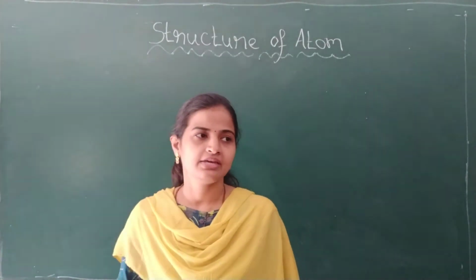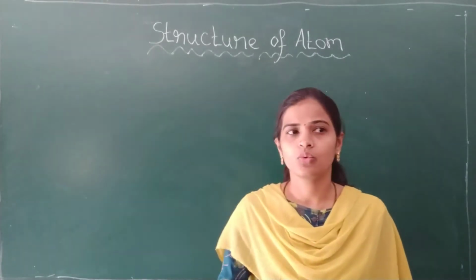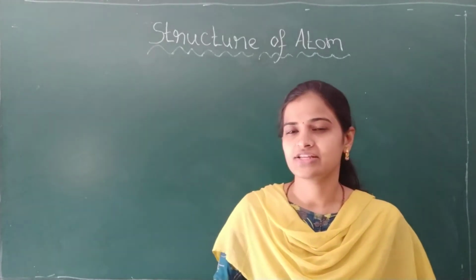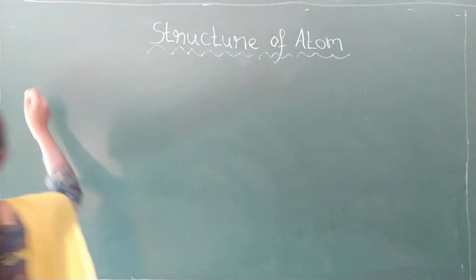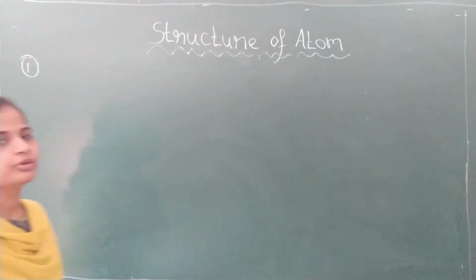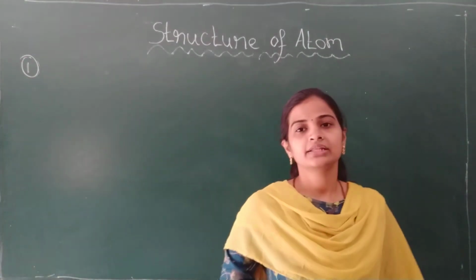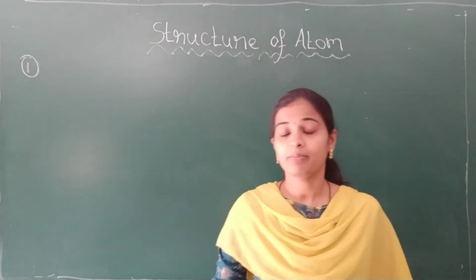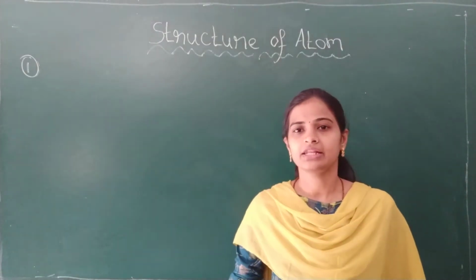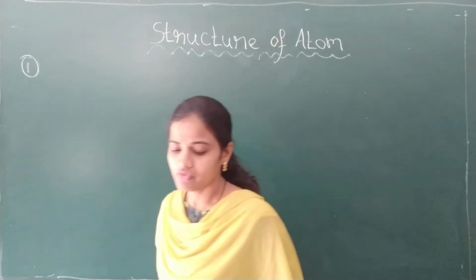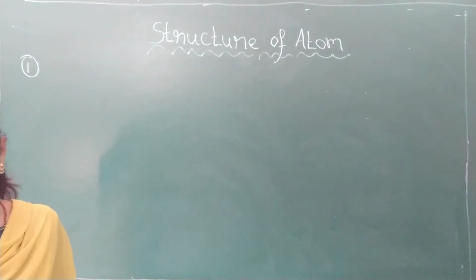I had given two problems as assignment. Only two students have sent the answer for that. What was the first problem? Calculate the wave number for the first line of Lyman series.